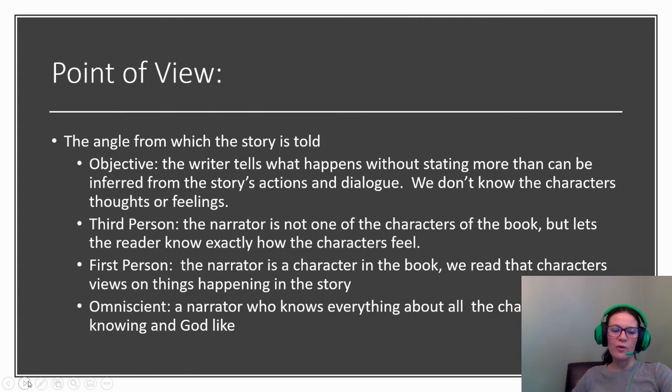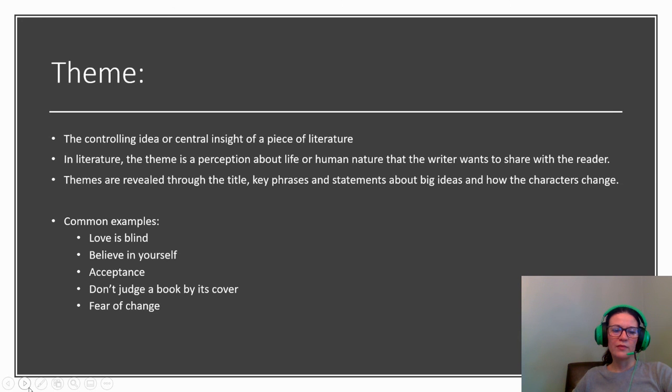Theme. The theme is the controlling idea or central insight of a piece of literature. In literature, the theme is perception about life or human nature that the writer wants to share with the reader or other readers. Either one works. Themes are revealed through the title, key phrases, and statements about big ideas and how the characters change. Okay, so common themes could be love is blind, believe in yourself, acceptance, don't judge the book by its cover, or fear of change. Again, many more themes out there. Those are just a few.